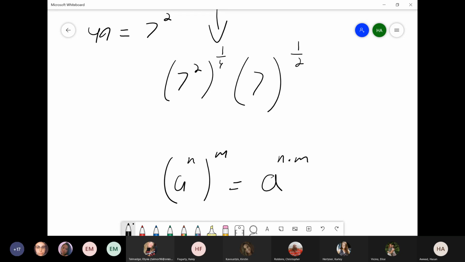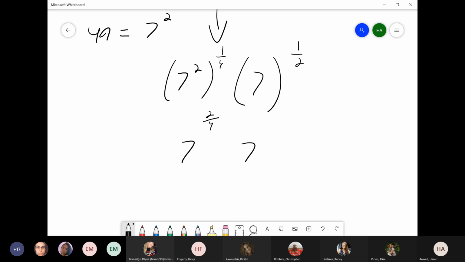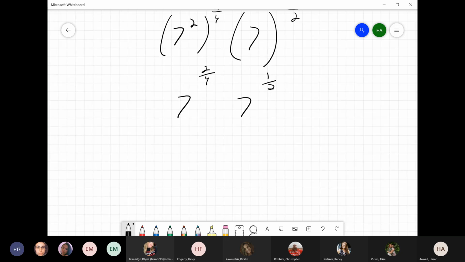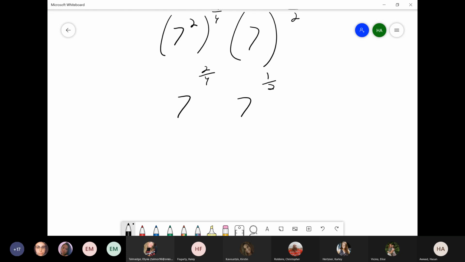So what we're going to do up here for 7 squared to the 1/4 power is multiply the 2 times the 1/4. Multiplying 2 times the 1/4 gives me 7 to the 2/4 power, right? 2 times a fourth gives you 2/4. And we still have this 7 to the 1/2 that I'm carrying down with each step. 7 to the 2/4, we of course know that we can simplify that fraction, so this is just another 7 to the 1/2. But now wait, we have the same base, right?